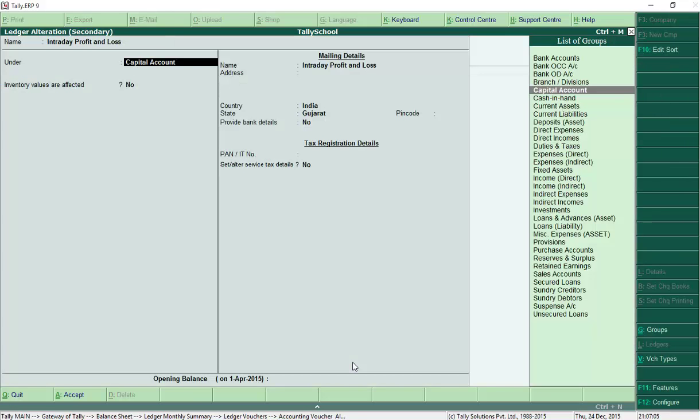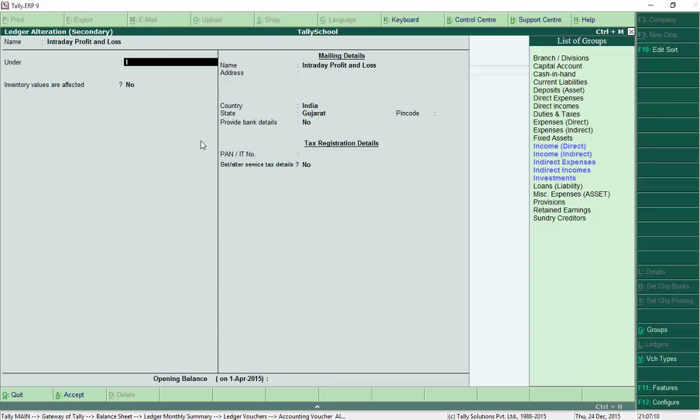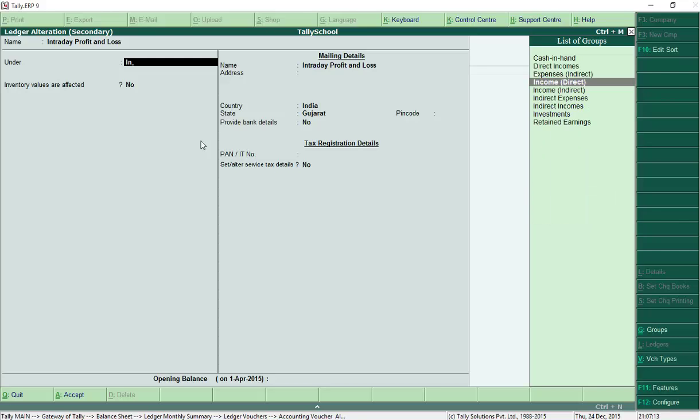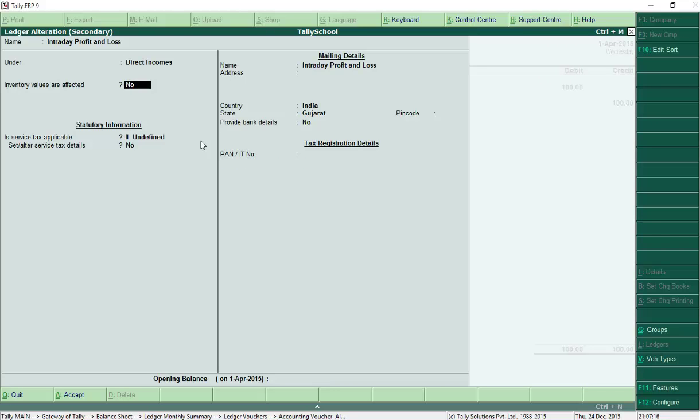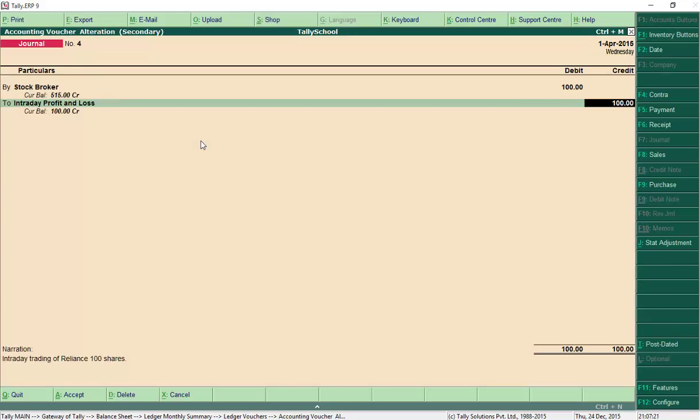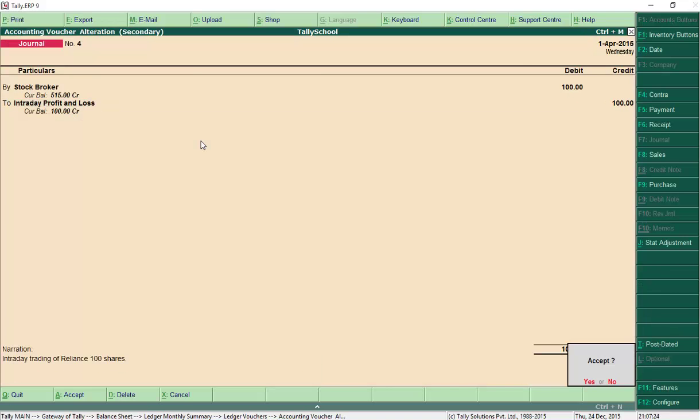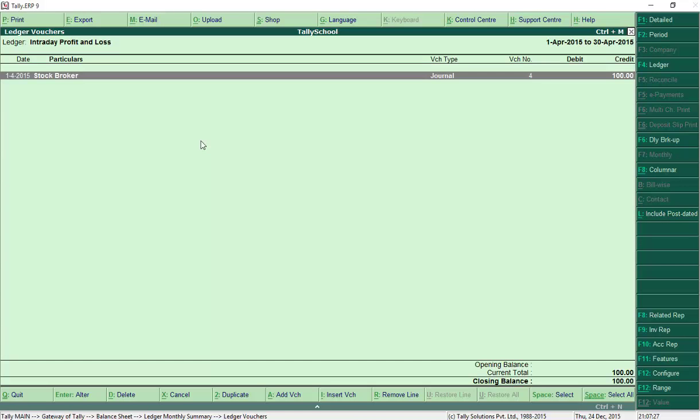And now come to the list of groups. Under capital account, now select income, direct or indirect, whatever it may be. So income, inventory values are affected, no service tax, and just save it and go ahead and save the entry. Now what we have done is, we have credited the income to the profit and loss account. So we are a trader or a speculator, and our income will accumulate in profit and loss account, or our losses will also accumulate in profit and loss account.